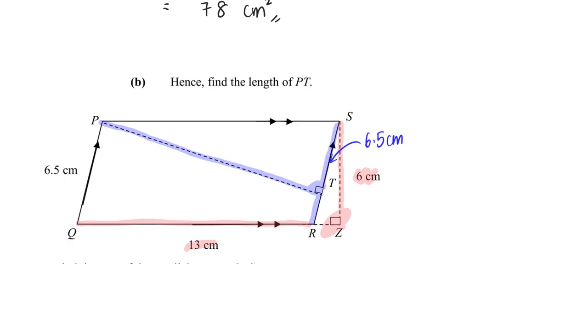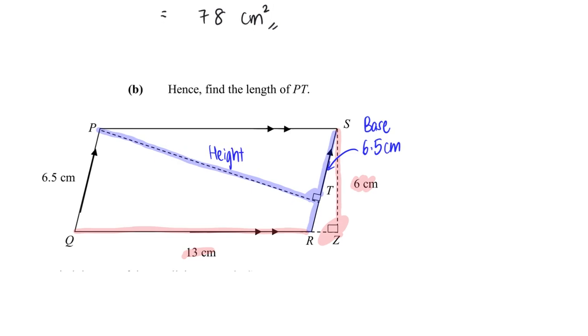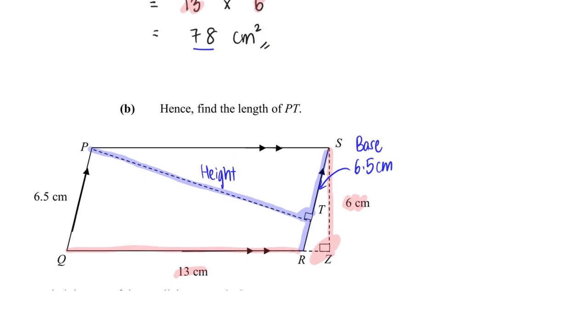Which means to say that I could use this as my base and this as my height as well. And they will also give me back the same area, 78. Okay? Because all we have to do to make sure is that the base and the height are perpendicular and the base is one of the lengths of the parallelogram. So PT times 6.5 will also give me 78. And that's how I get the value of PT, 12 cm.